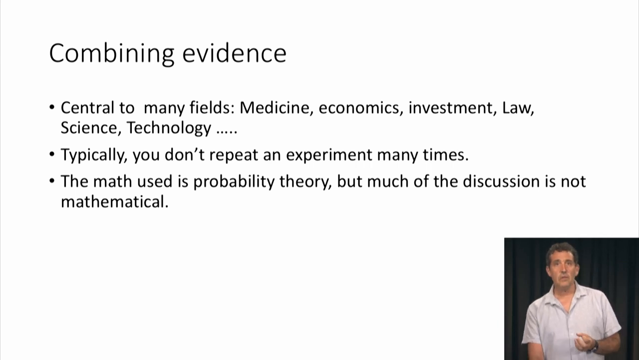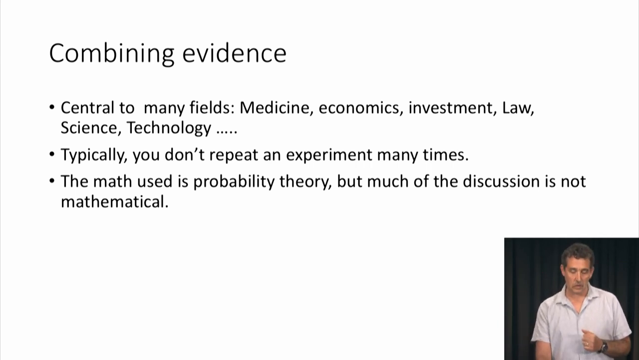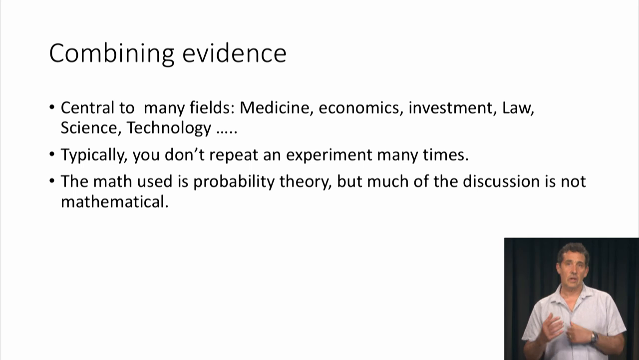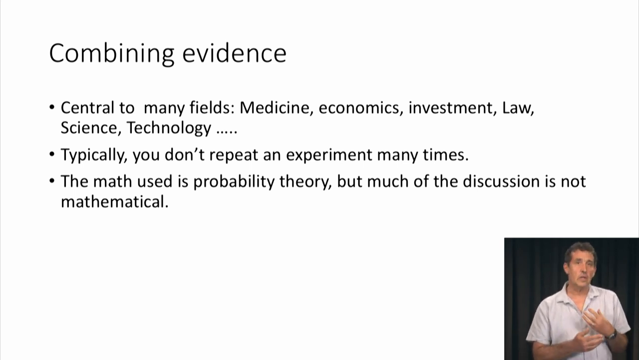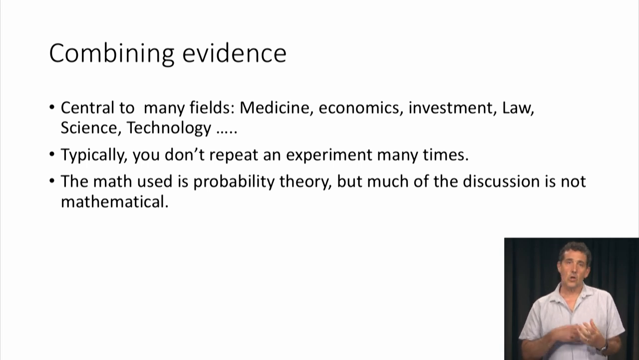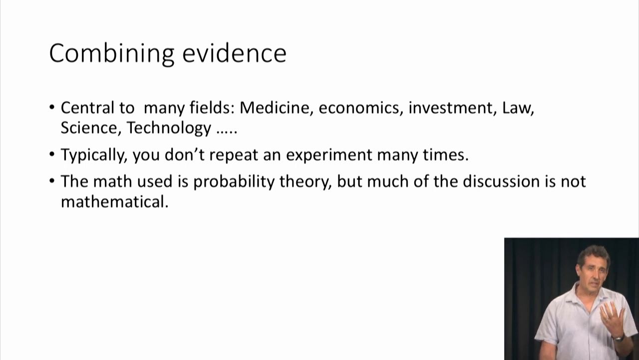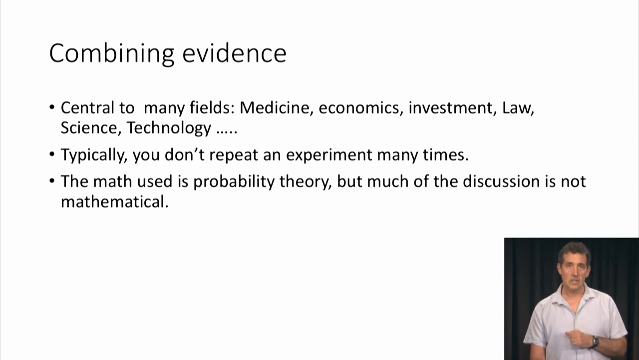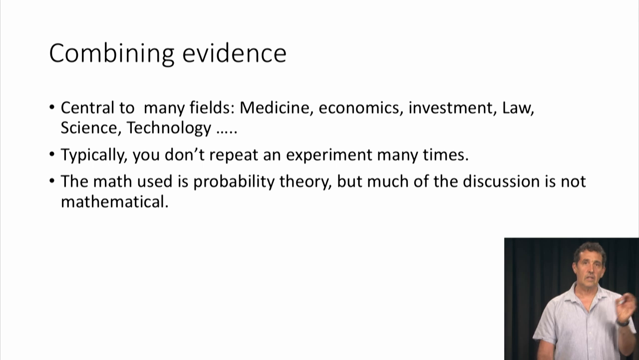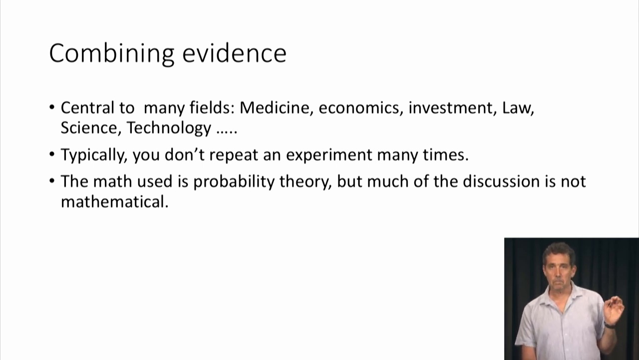Okay, so the math of this is provided by probability theory, but much of the discussion around it is not mathematical. It is discussion that has to do with convincing and with how you compare this evidence to another evidence. Some of it is math and much of it is discussion. And that's the type of thing that you get in statistics. You don't get really cut and dry outcomes.